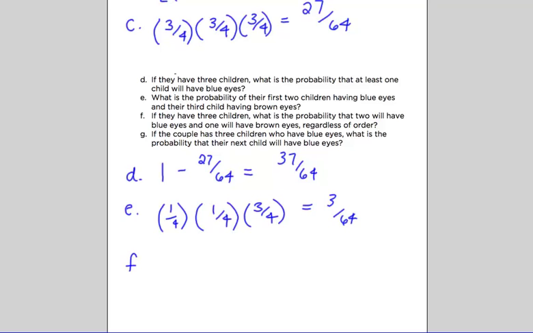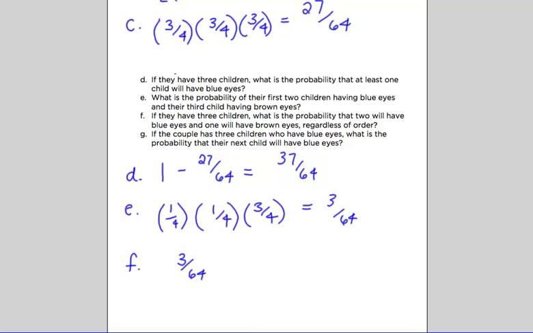Okay. For F, it's similar but a little bit different. It says, if they have 3 children, what is the probability that 2 will have blue eyes and 1 will have brown eyes, regardless of order? So we know for 2 children having blue eyes and a third child having brown eyes, the probability is 3/64. We got that in Part E.